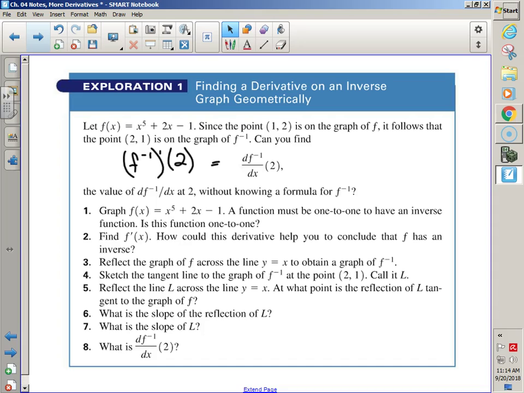Do you guys remember what the word one-to-one is? Passing the horizontal line test. Function, vertical. One-to-one function, horizontal. Invertible or one-to-one is a function whose inverse is a function.